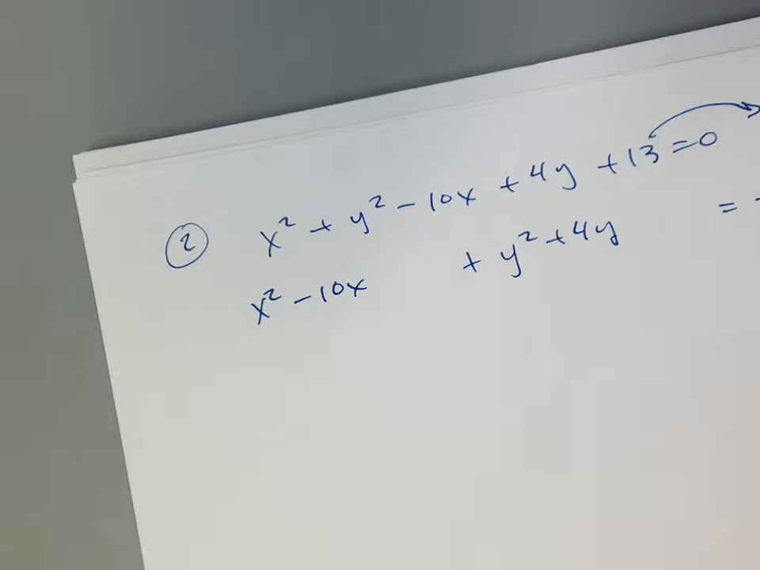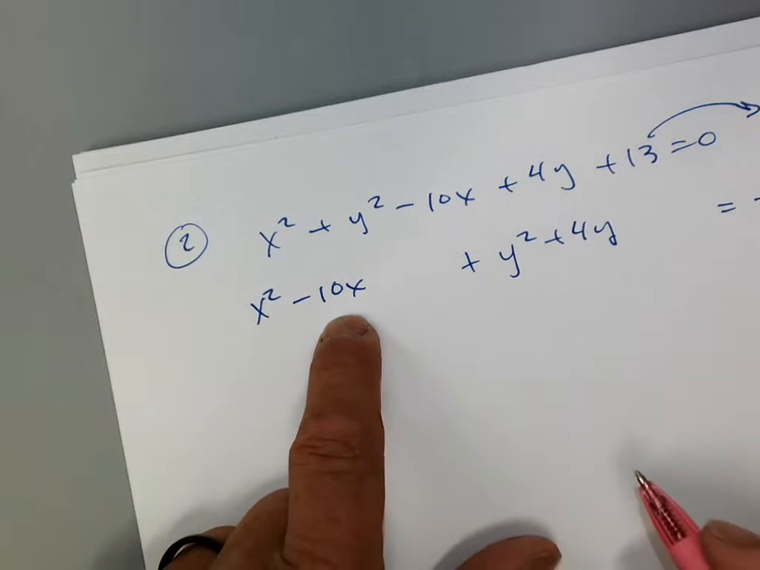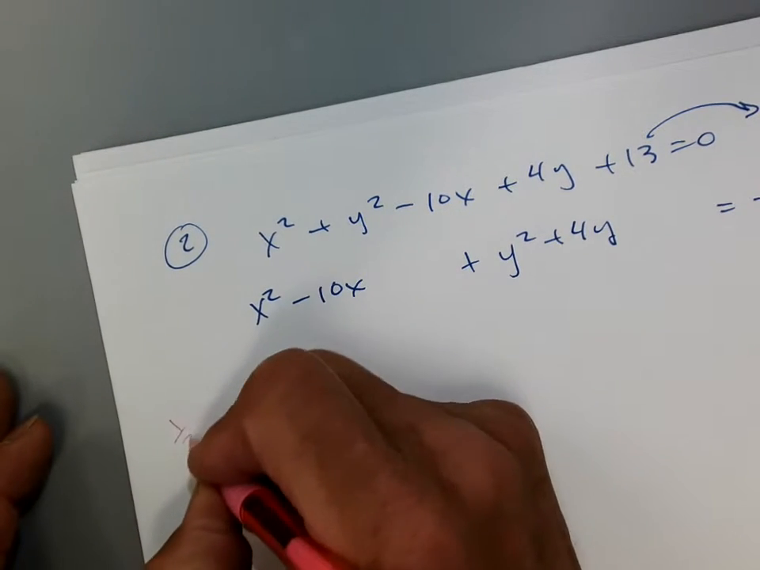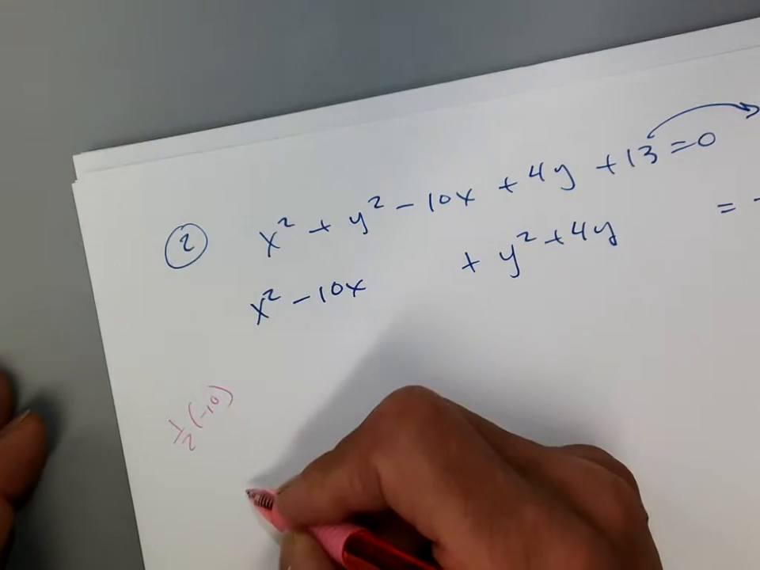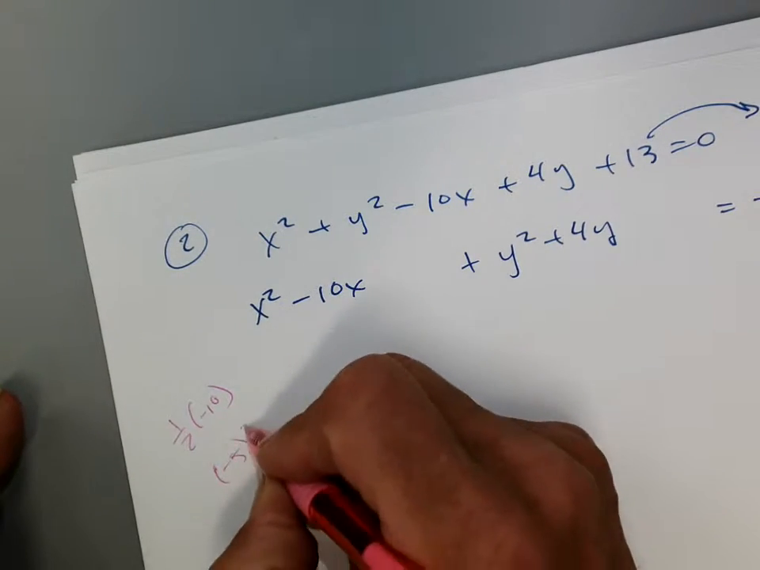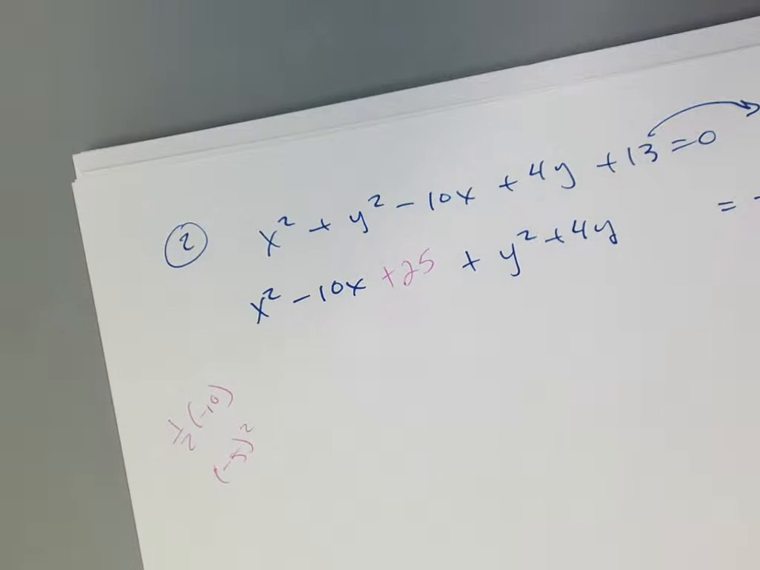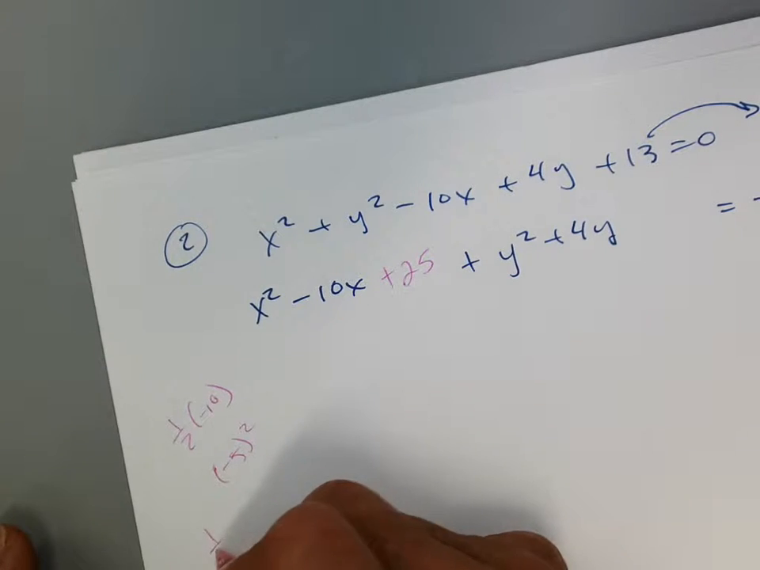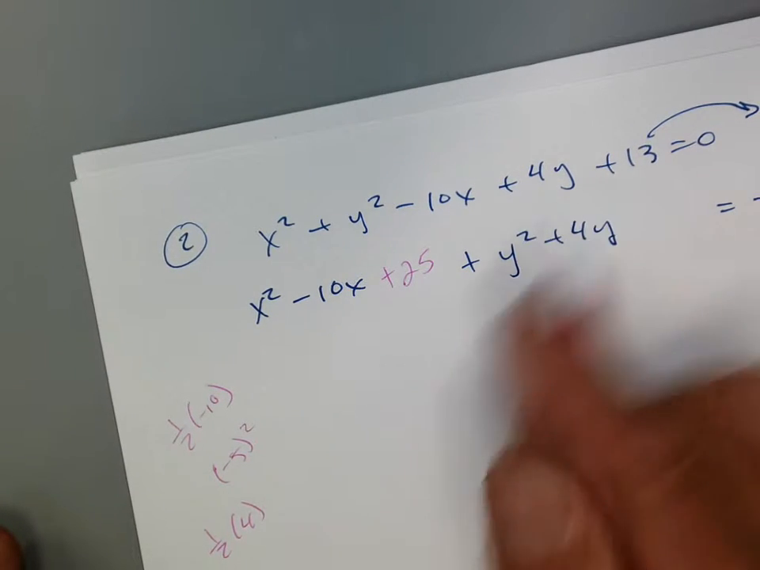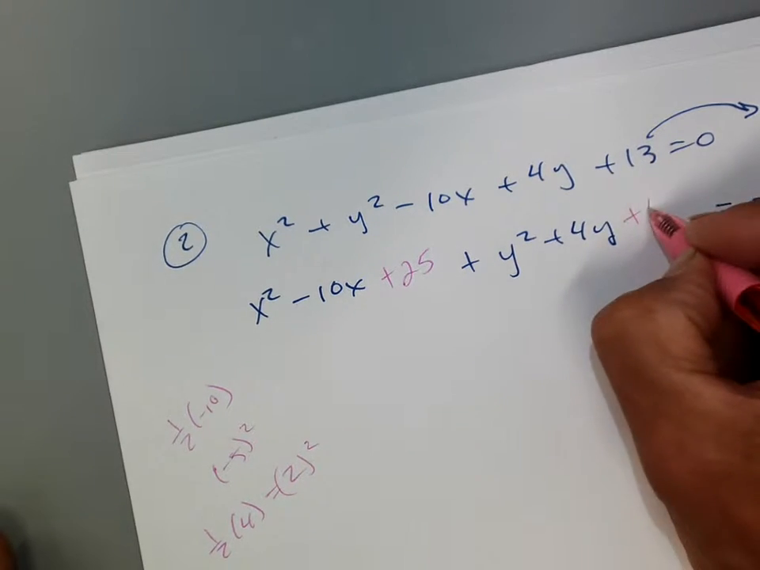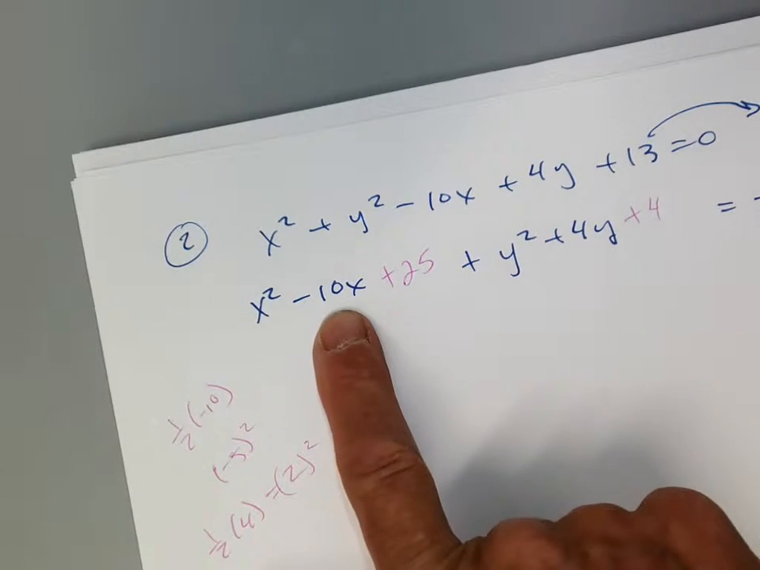Now we'll do this half of b. We're going to take half of negative 10, which is negative 5, and negative 5 squared is a positive 25. We'll take half of the 4, which is 2, and we'll square that, and we'll get 4, so add 4. So you take half of b.